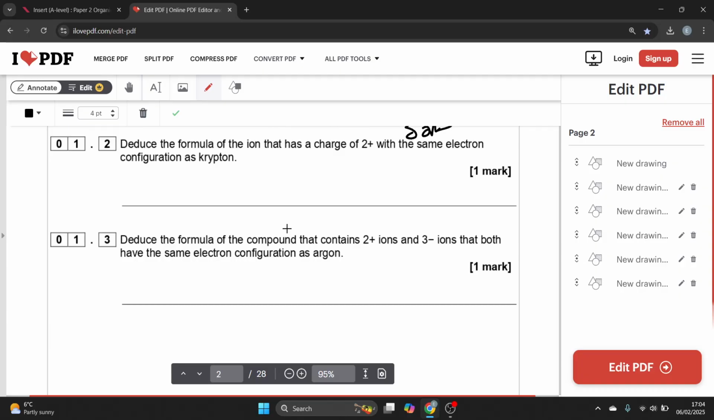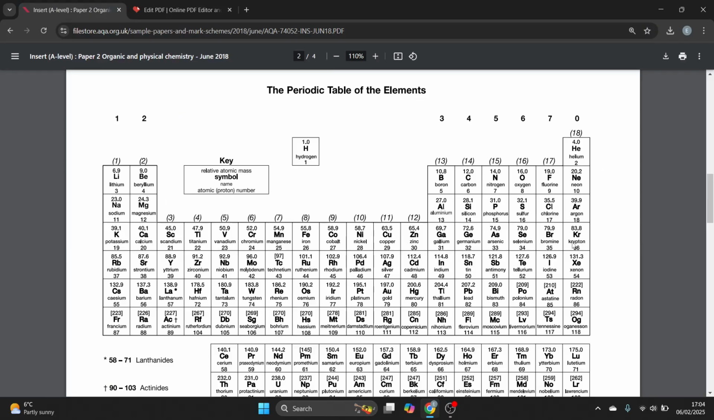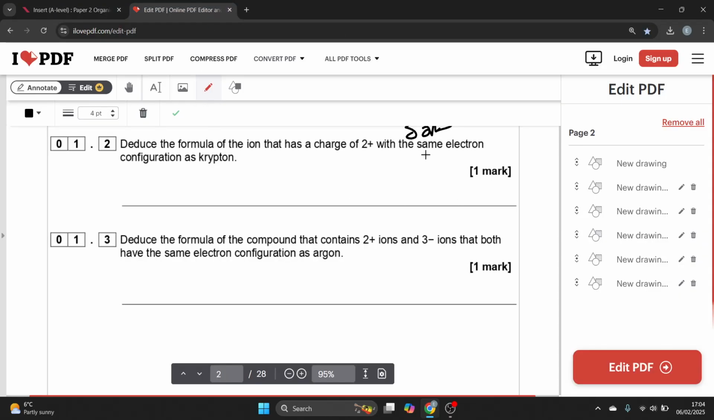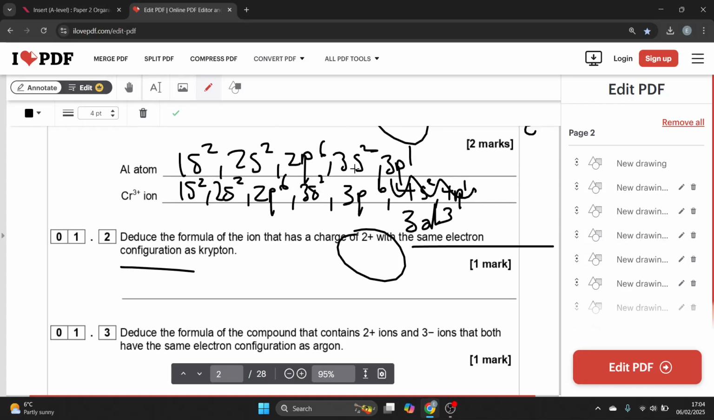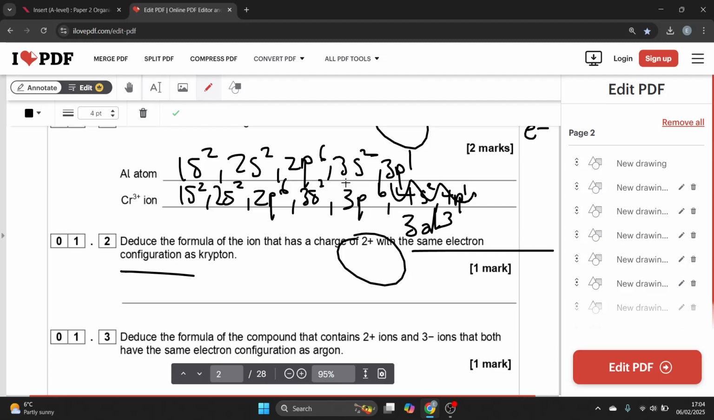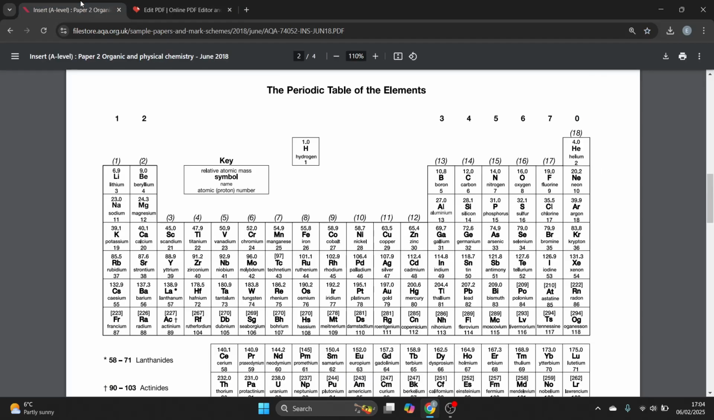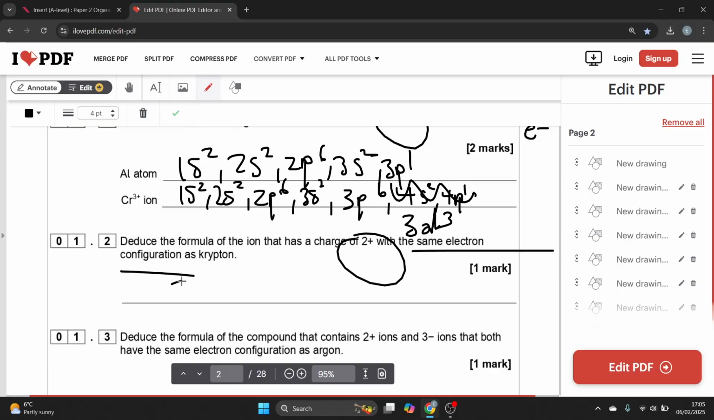Deduce the formula of the ion that has a charge of 2+ and the same electron configuration as krypton. Krypton, if I look at krypton, it's got 36 electrons. Now it tells me it has the same number of electrons as krypton, but it's also got a 2+ charge. So instead of having 36 protons, it's got 38, because then the minus 2 from the 2+ charge will give me 36. So it's going to be strontium because it's got 38 electrons. It's going to be Sr2+.